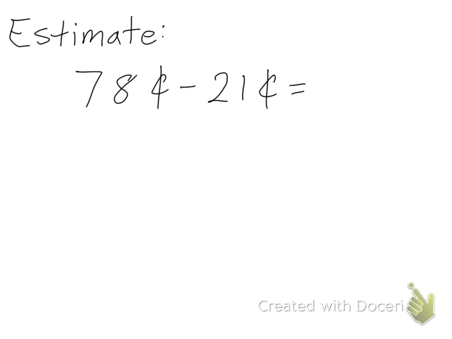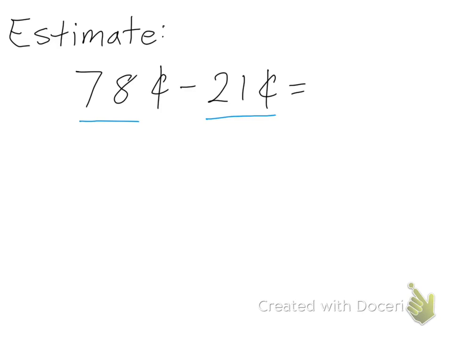All right, and this one it wants me to estimate 78 cents minus 21 cents. So you notice neither of these numbers are groups of 10 or multiples of 10. And sometimes we don't need to know the exact difference. When I go to the store and I want to know how much change I get back, I can estimate. Okay? To estimate, I'm going to round these numbers to the nearest 10 cents.